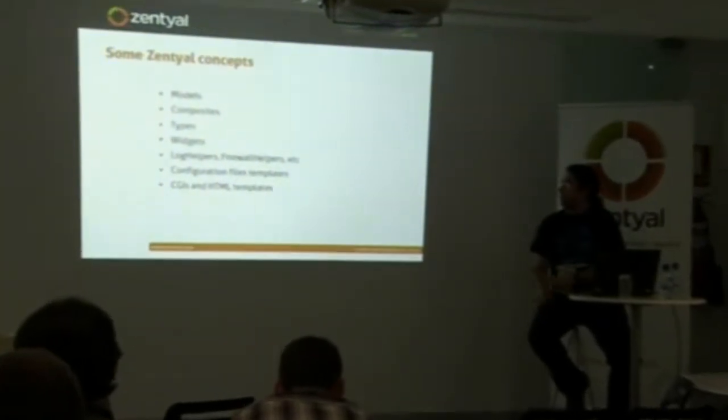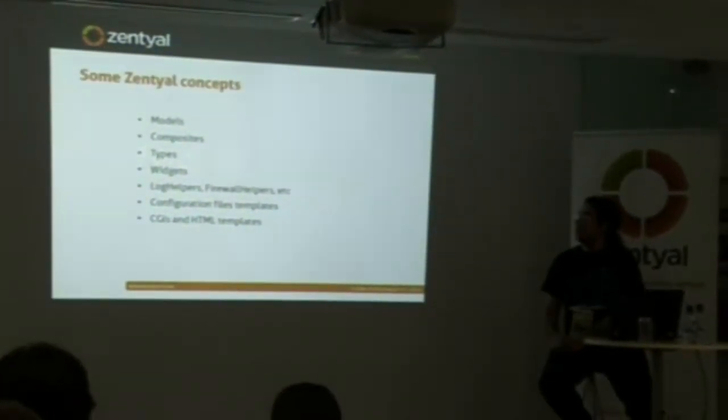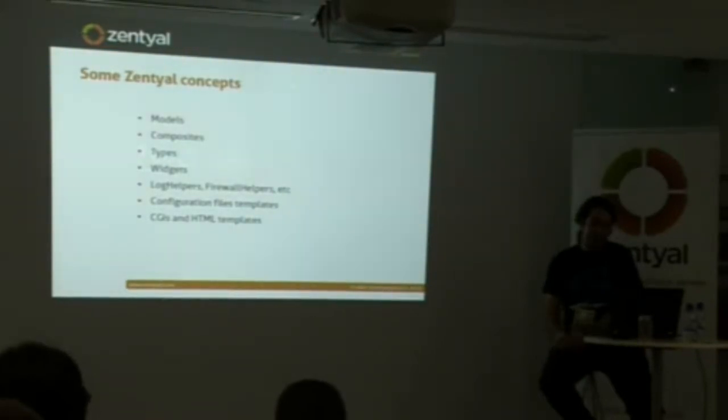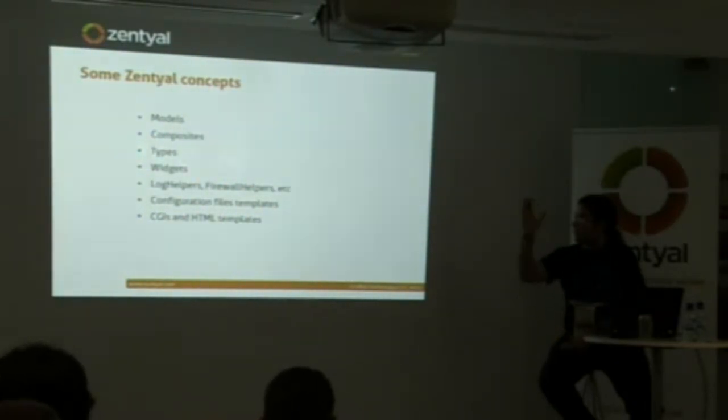So models are built from types, and composites are a way we have to group or organize models. I mean, we can have a composite with 3 tabs, one model on each tab, or a top-down composite, putting the models one after the other. Modules can also define dashboard widgets to be added to the dashboard, as any other of the widgets that are already coming by default with Zentyal.